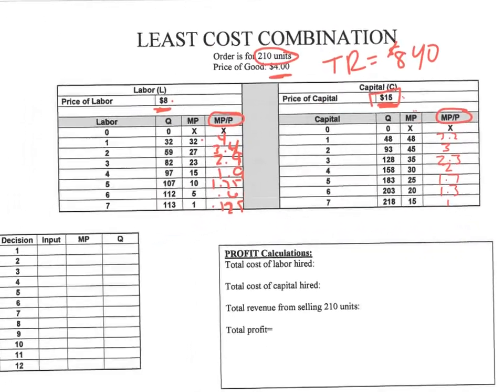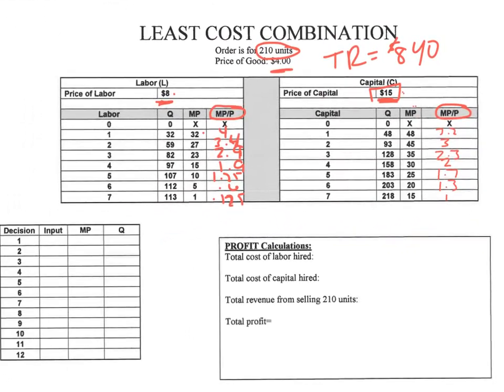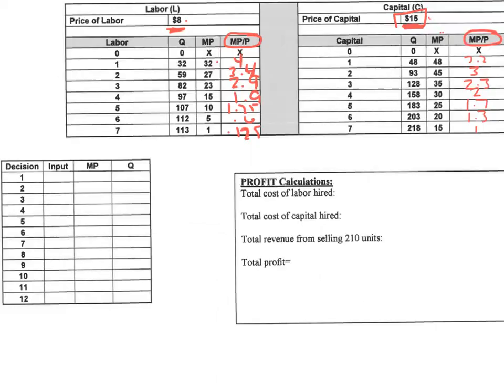As we go through, we're trying to fill up our order. Now we're going to make decisions about what to hire first and next and so on. We're going to use these columns to make actual decisions about what we're going to hire in what order. Again, we're looking for the most value per dollar spent, so we're looking for the higher number. Looking at L1 versus C1, 4 is greater than 3.2, so the first decision is we're going to hire labor 1 with a marginal productivity of 32.